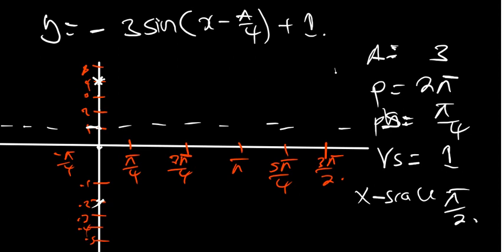I'm starting from the vertical shift from 1. So I start from here: 1, 2, 3. So it will end there. Initially, if we didn't have this, the graph was supposed to end at -3 and 3. So it has shifted 1 unit up. So we are going up with 1 unit. That's why it's going to end where there is 4.